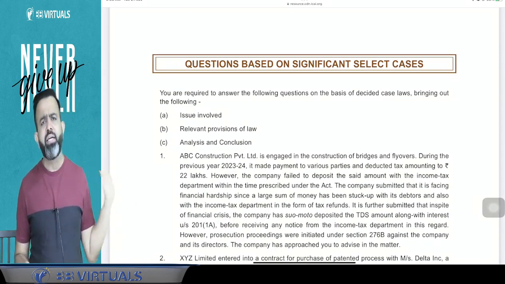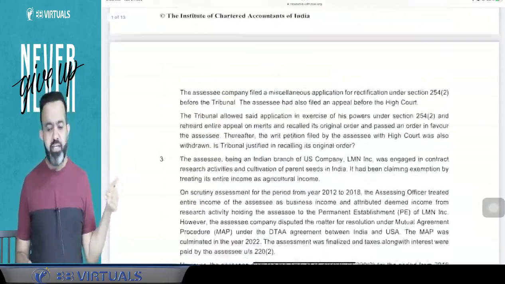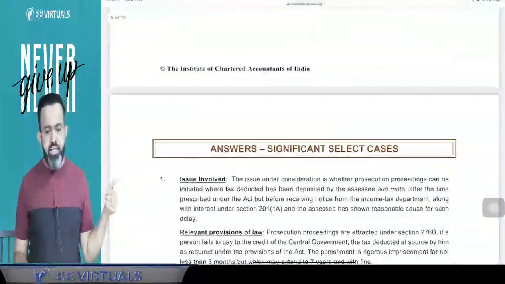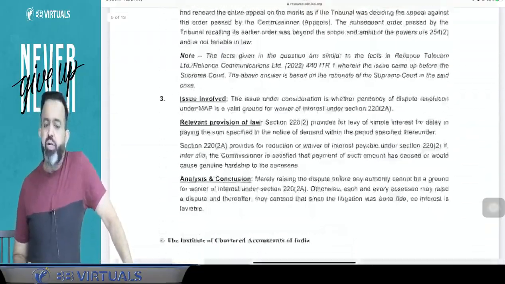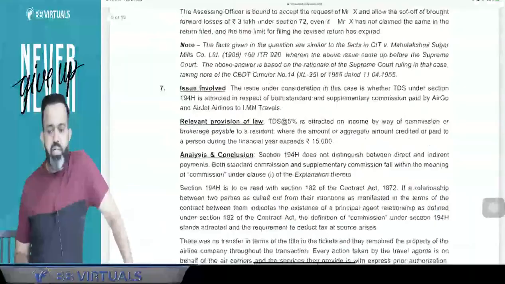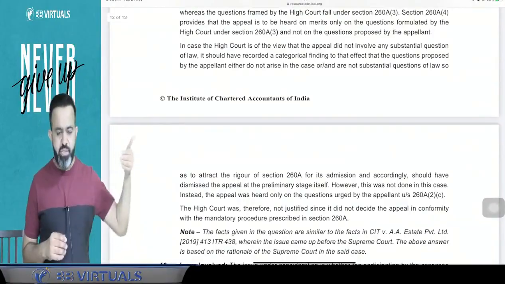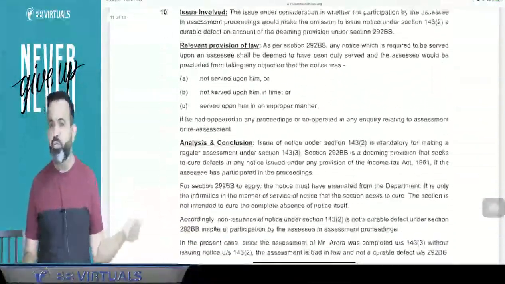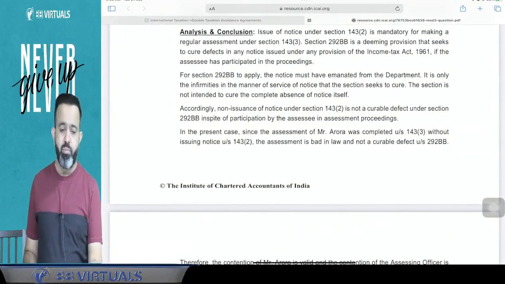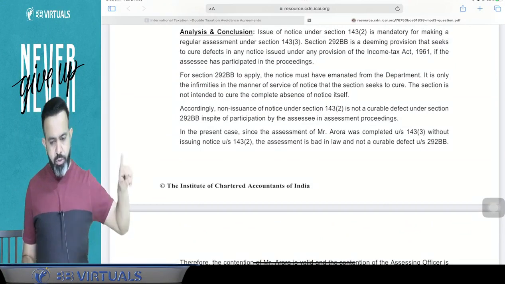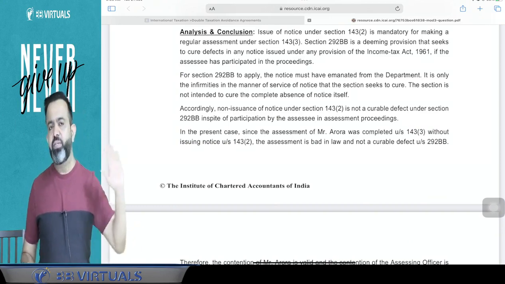We already did all the 10 case laws in the classroom, based on the significant selected case laws. There are 10 case laws, and there are 10 questions by the ICAI. We already covered all these in our syllabus. Just take the printout of these 10 case laws. There are total 13 pages, I think, not more than that. So take the printout of these 13 pages from the ICAI website, or if you are having the new ICAI module as per the new syllabus, then mostly this should be there in your module. So just refer to these 10 case laws also.